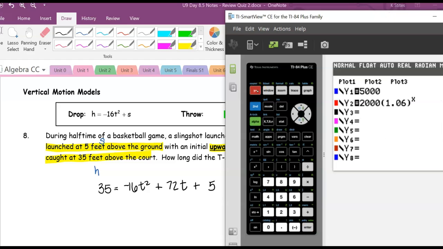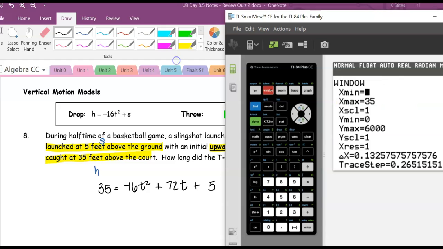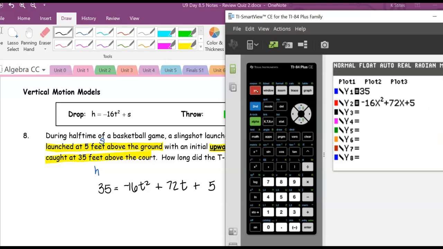So go to our y equals, put your 35 in y1, and we'll plug everything else into y2. Make sure that you have 72x. A lot of times people forget about that second x. And remember, we do need to change our window to something a little bigger than the biggest number in our problem. I'm just going to do a quick zoom 6.